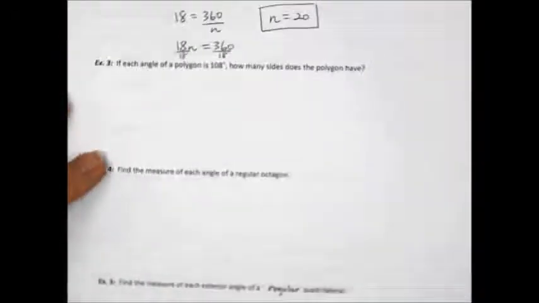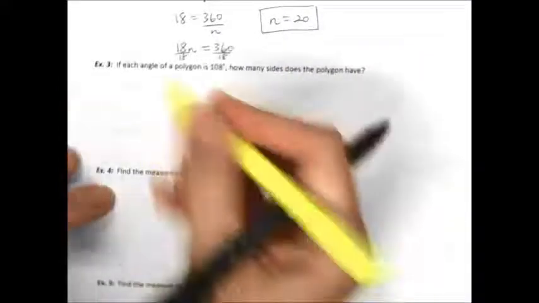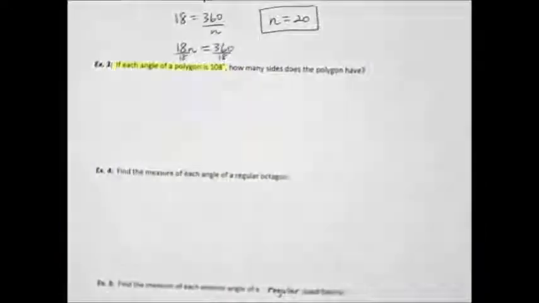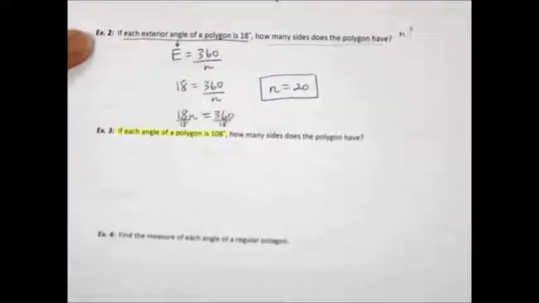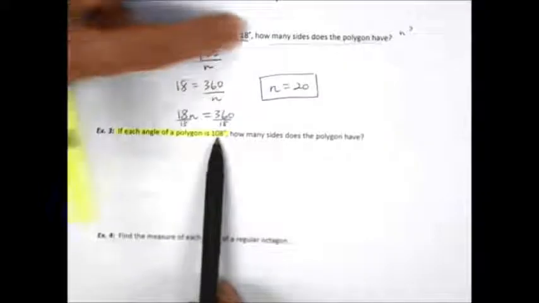All right. Number 3, if each angle of a polygon is 108. So I want you to really focus on this one. I'm going to highlight this. And I want you to look for a minute, how is this information different than the information that they gave you in number 2? How is this different from this?